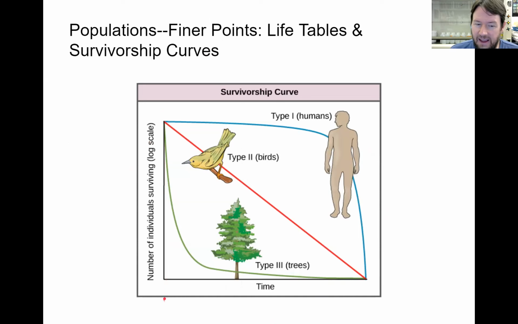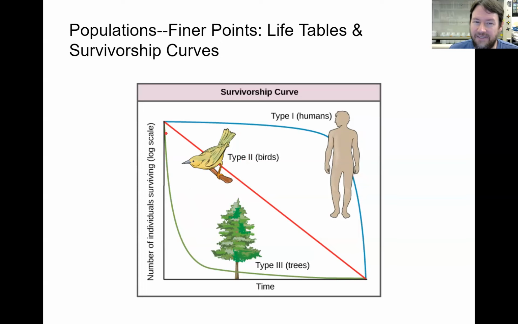And basically, for the percent of the longest possible lifespan of an individual, what is the chance of surviving at each point in time? Or you could think of this as the number of individuals surviving over time. And there's 3 different types. We'll start with the humans, because that's probably what we're familiar with.